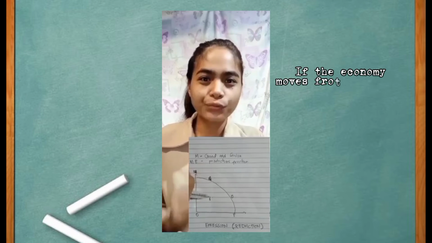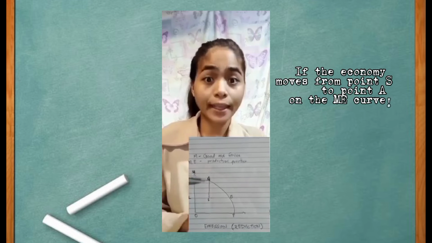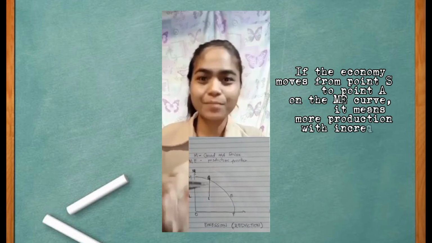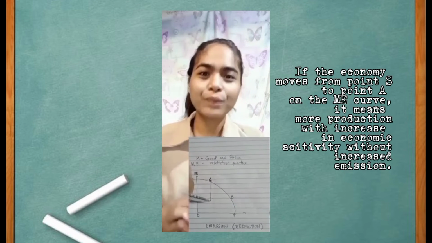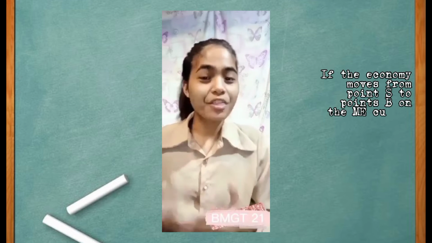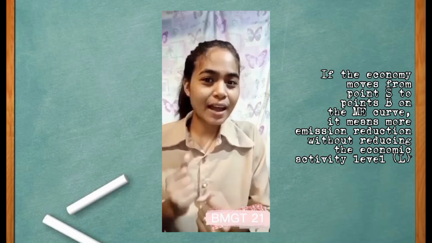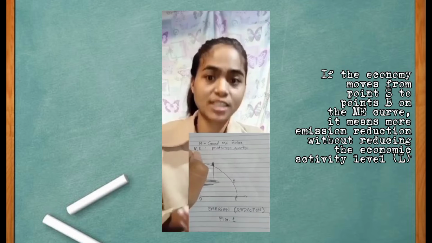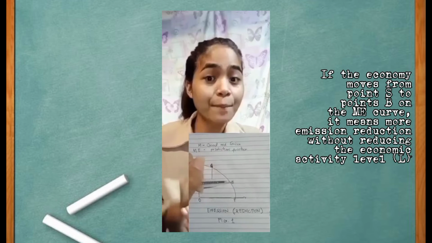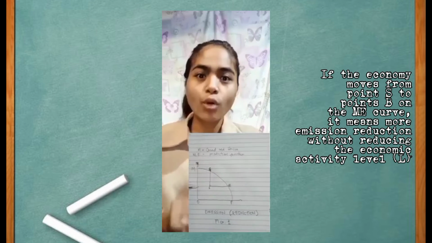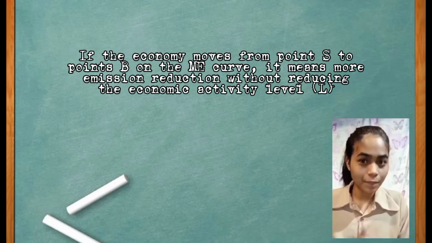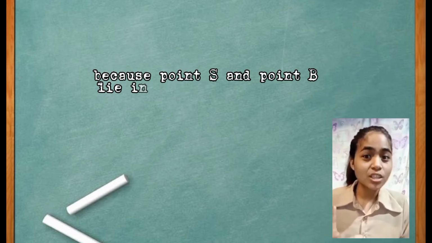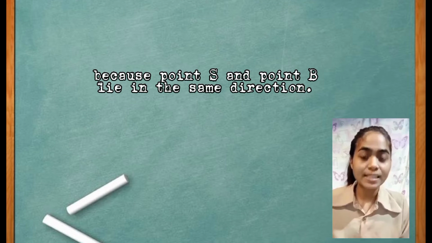Working from figure 1, if the economy moves from point S to point A on the ME curve, it means more production with an increase in economic activity without increasing emission. On the other hand, if the economy moves from point S to point B on the ME curve, it means more emission reduction without reducing the economic activity, the level L, because point S and point B lie at the same time direction.